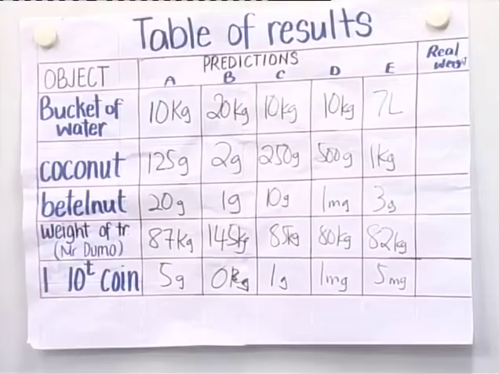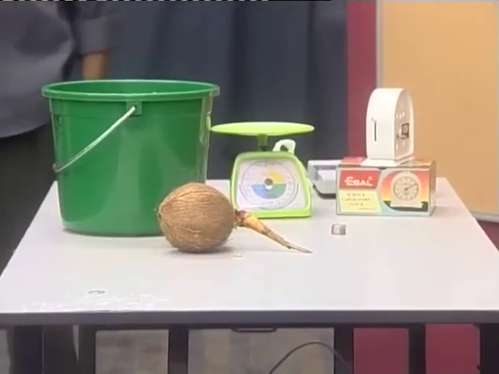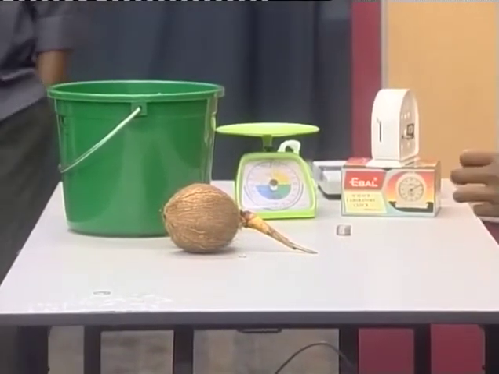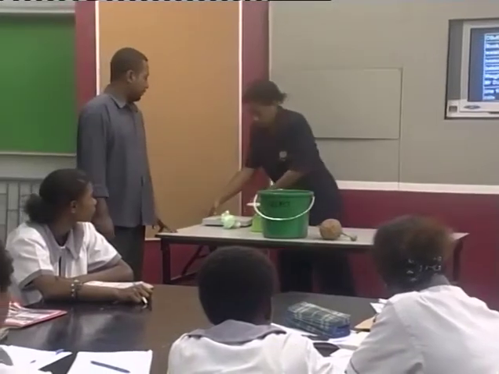Students, now what we're going to do is I'm going to ask each group to come and confirm your answer by weighing. Group A, you're going to weigh the bucket of water. Group B, you're going to weigh the coconut. Group C, betel nut. Group D, you'll get Mr. Dumo's weight. And group E, 110 Toya coin. Okay, so we'll check if our predictions are close. One at a time.